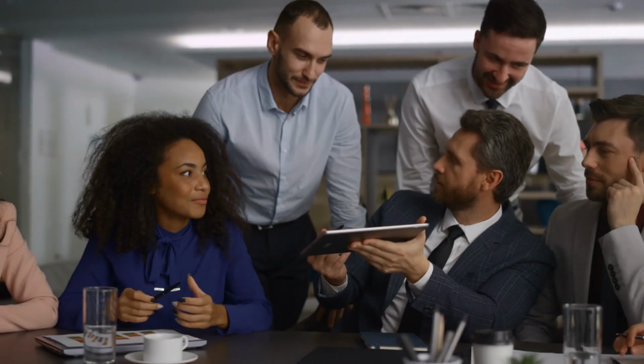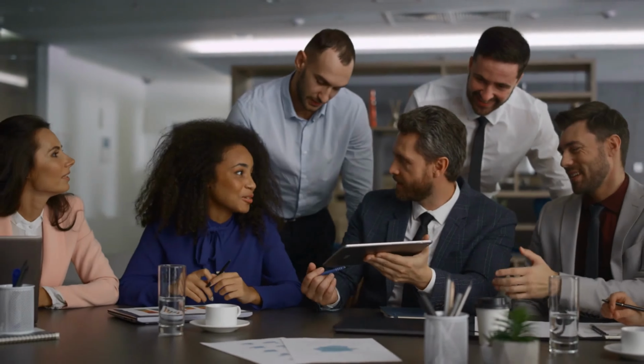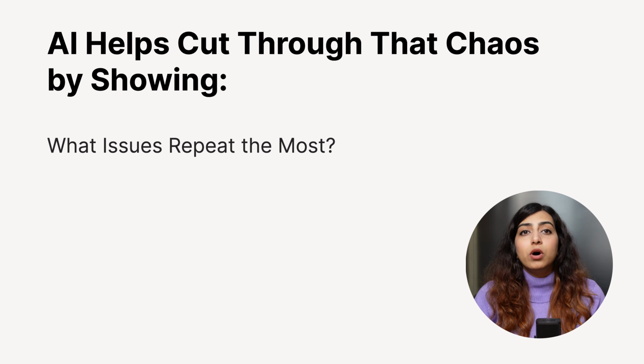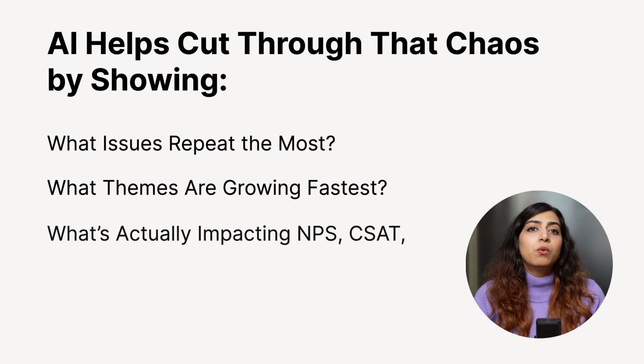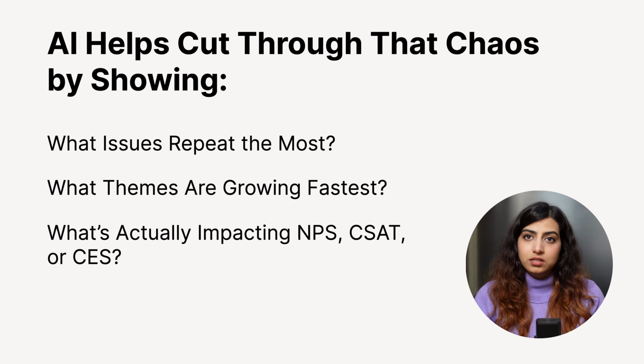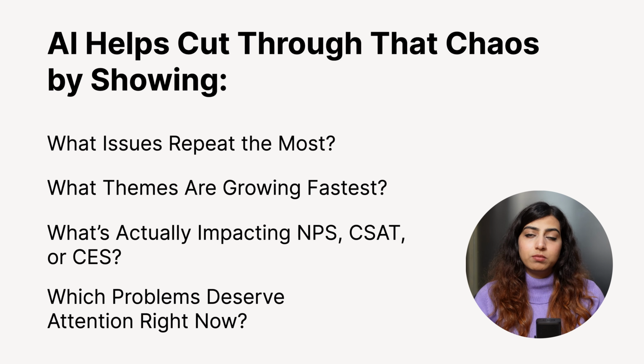Another big reason AI text analysis matters now is prioritization. Most teams don't suffer from lack of feedback. They suffer from too much of it. Everything feels important. Every complaint feels urgent. AI helps cut through that chaos by showing what issues repeat the most, what themes are growing fastest, what's actually impacting NPS, CSAT, or CES, and which problems deserve attention right now. Instead of guessing what to fix first, teams can prioritize based on real impact.